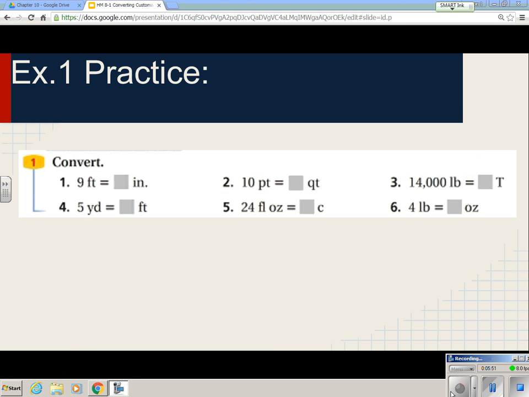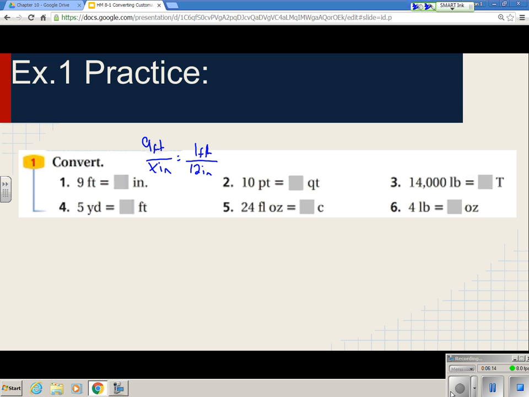All right, so we got 6 problems here, and I'm going to want you to solve all these on your own. But let's do number 1 together just to practice setting up one more proportion. So we're looking to go from 9 feet to blank inches. Well, we do already know how many inches are in a foot. We know that 12 inches equals 1 foot.